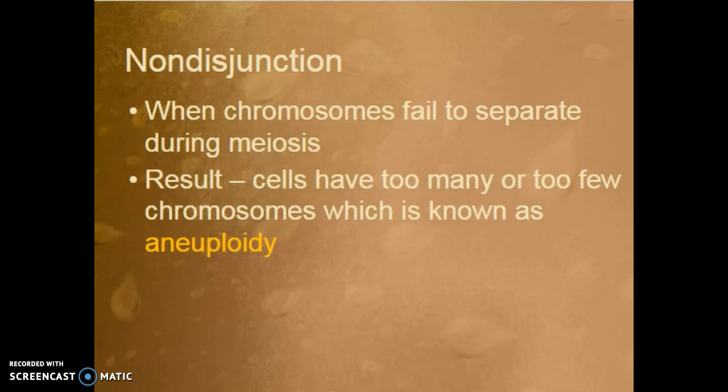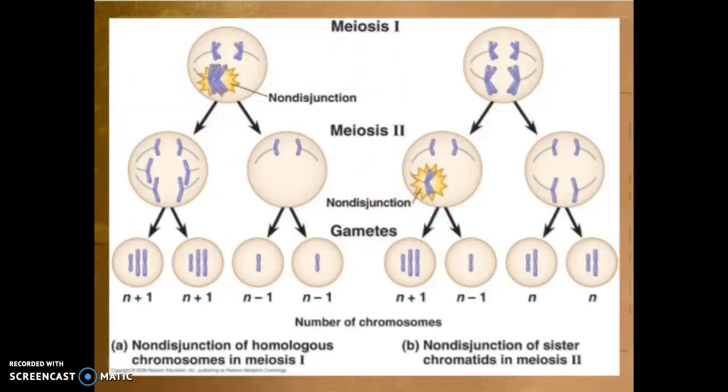A non-disjunction is going to be when chromosomes don't separate during meiosis. So take a look at this picture. Non-disjunction happens in meiosis 1. We end up with 4 gametes that all have an altered number of chromosomes. 2 of them have too many, 2 of them have not enough.